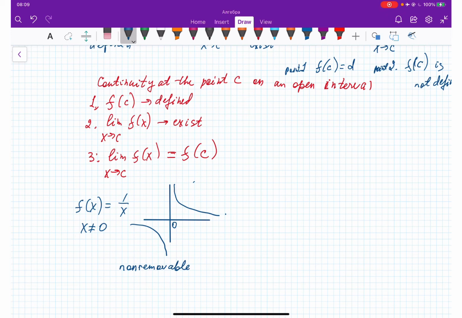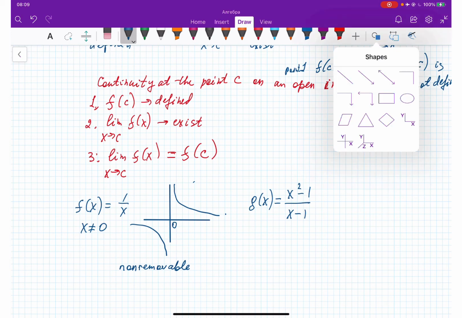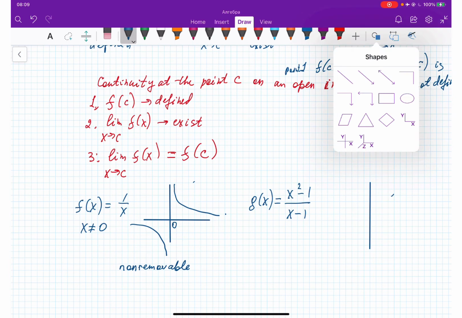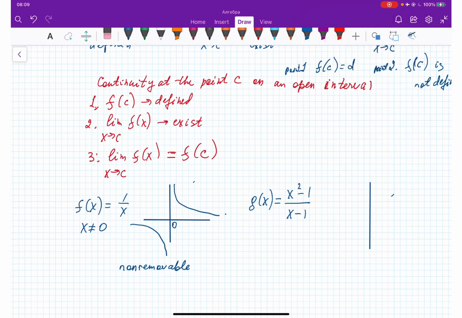discontinuity. Let's take another example. G of x equals x squared minus 1 over x minus 1. The graph of this rational function is, some of you might be surprised how the graph will look like.